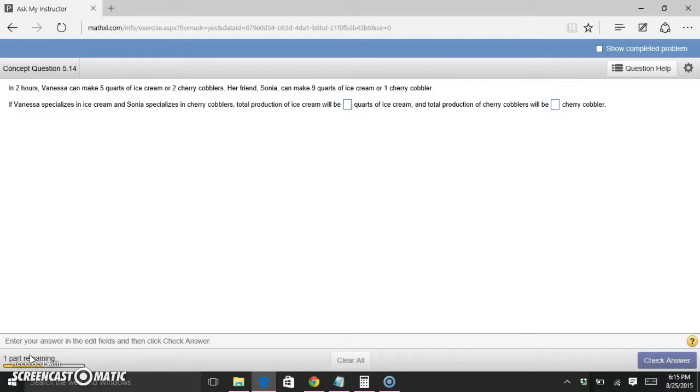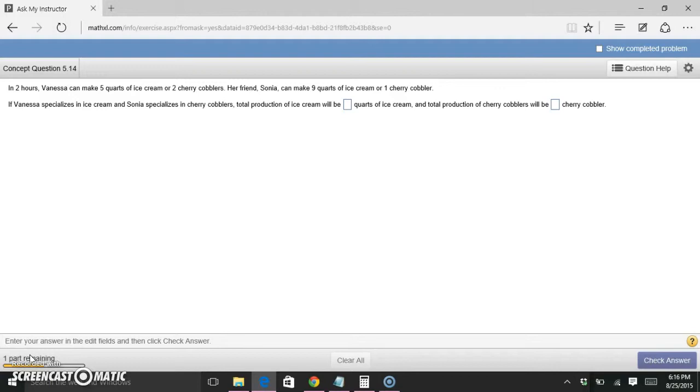Here the key word is the word "or." So you imagine one person with just 2 hands in just one kitchen. She can only make one thing or the other. She can't be making 2 things at the same time. So if she spends 2 hours making something, it can only be either ice cream or cherry cobbler. So she can make 5 quarts of ice cream, or she can make 2 cherry cobblers. She can't do both, right? And the same thing applies for both Vanessa and Sonia.